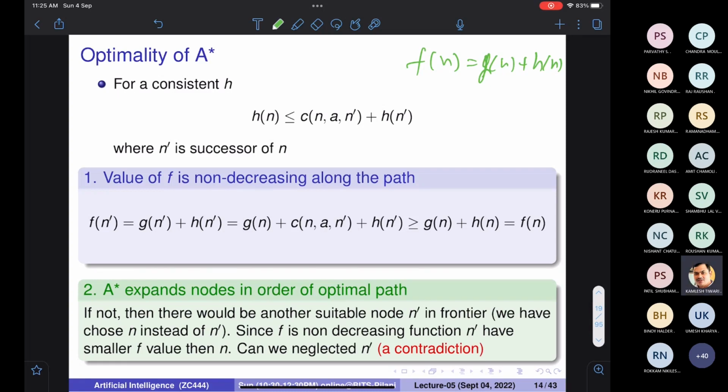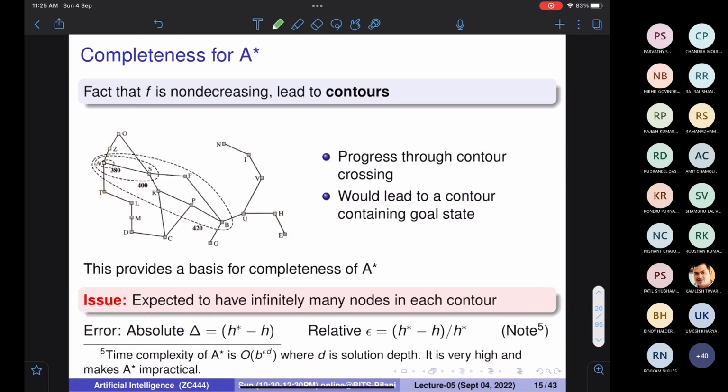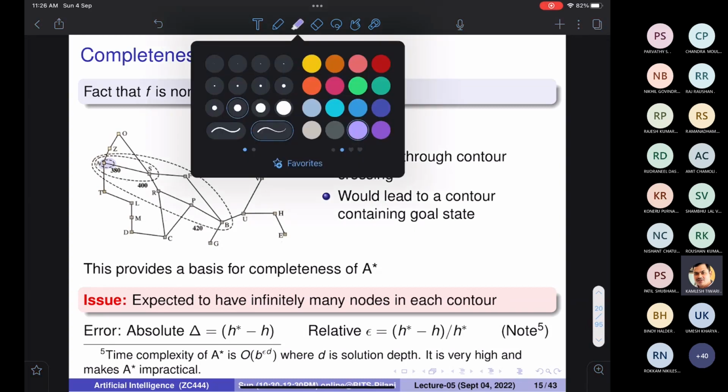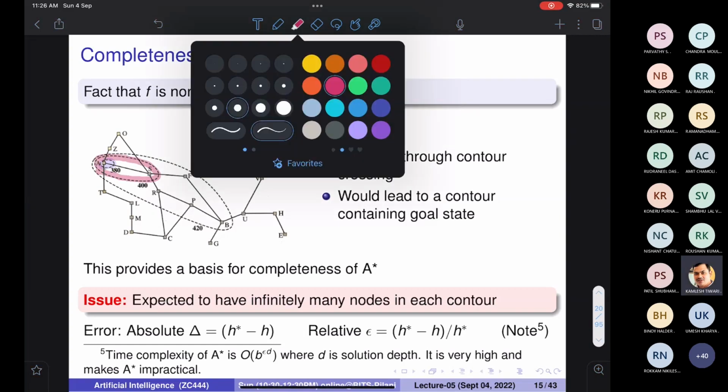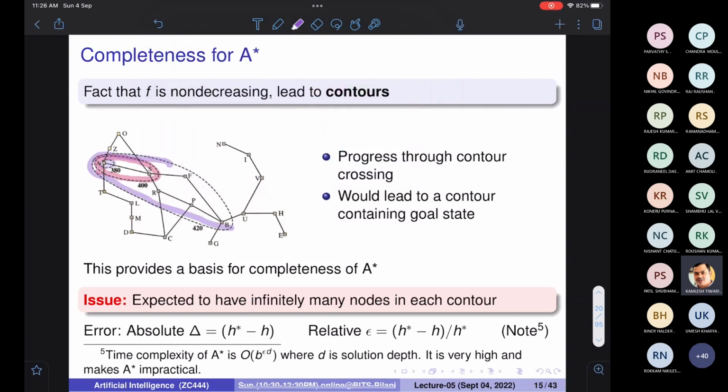So I was telling that this algorithm is such that nodes are expanded one by one in order of the optimal path. Optimal path means based on this value. How can I prove the completeness of A star? I have seen that the F value is going to increase only. So if I start from any node, maybe my F value would be something, I don't know, but let's assume that it is something. After that, if I go to any other node, my F value is going to increase. After that, my F value is going to increase again.